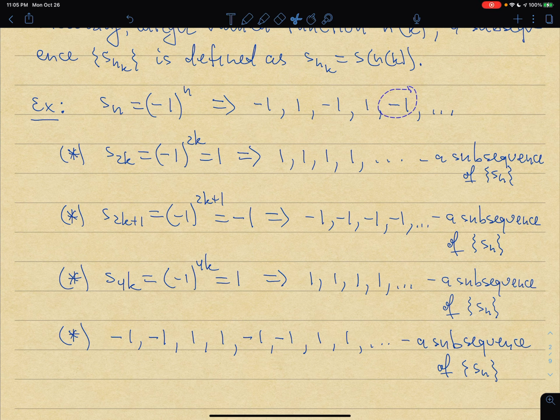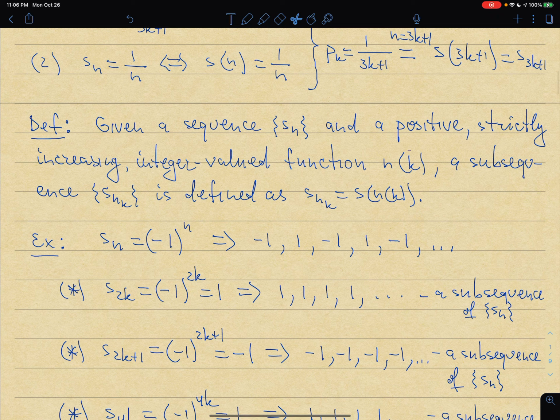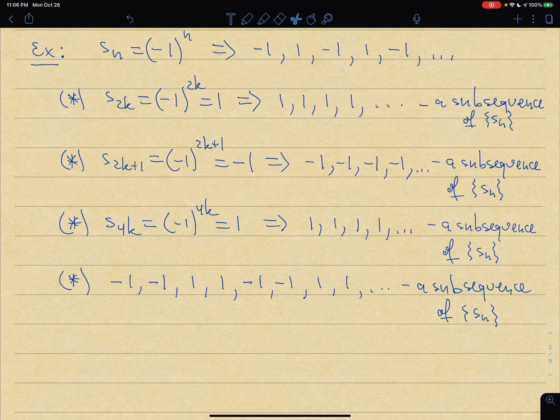So the only rule that you have to follow in this case is that as you proceed along your subsequence, you have to pick elements that are further to the right than the previous element that you picked. You have to move along the sequence in the same direction as you move along the subsequence. And that is again related to the statement that I made before, that I want to have an integer valued function n of k, which is positive and strictly increasing, right? That ensures that we always move along the given sequence to the right, towards the tail.